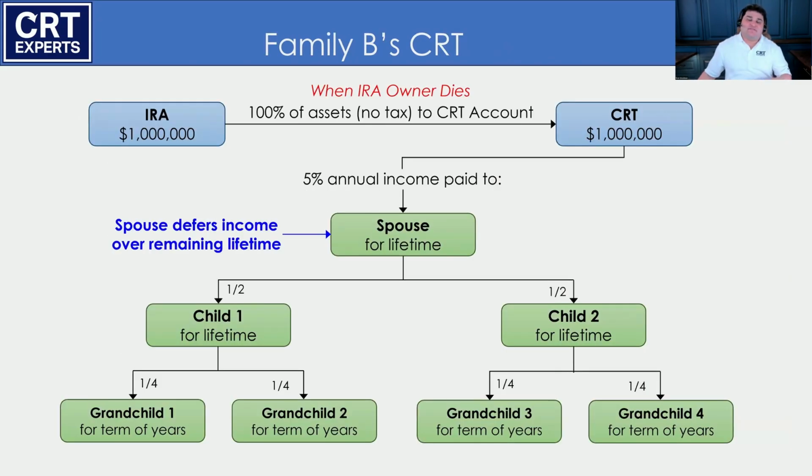So we're going to go back to family B. Everything's the same, except we're going to assume that spouse defers income. Maybe some of you were thinking this. A lot of times in this stretch context, if we have a spouse, the IRA owner's spouse, in many cases, just given the wealth of these clients, the spouse probably doesn't want income either. So why would we put the spouse on as the initial income beneficiary?